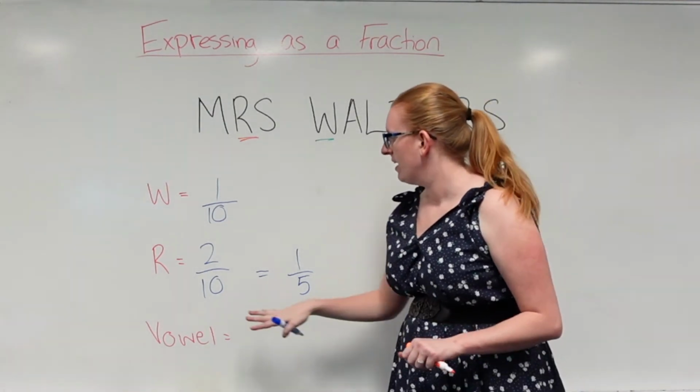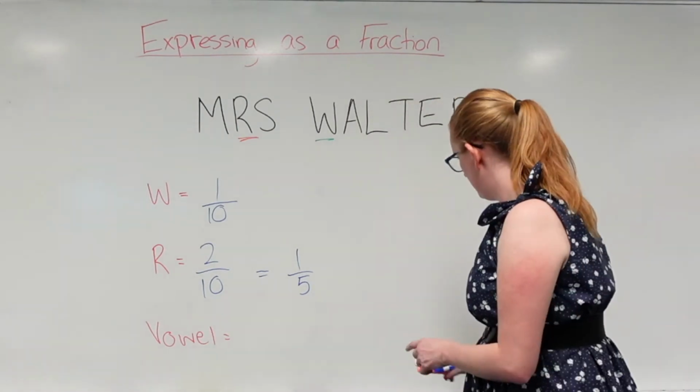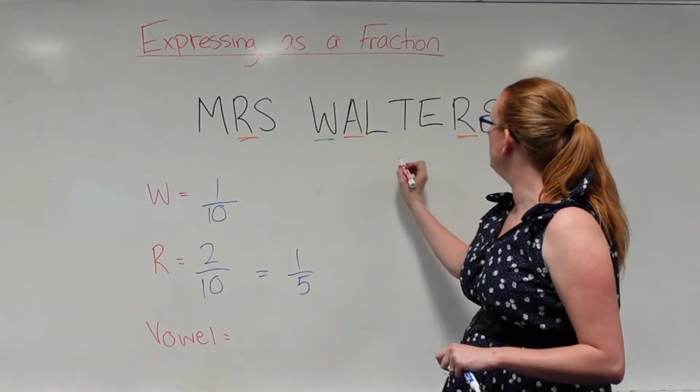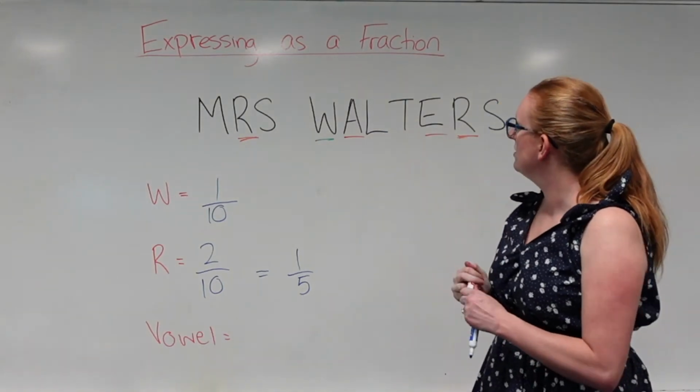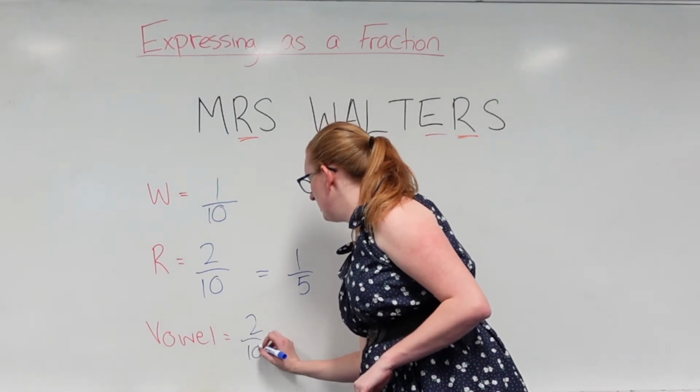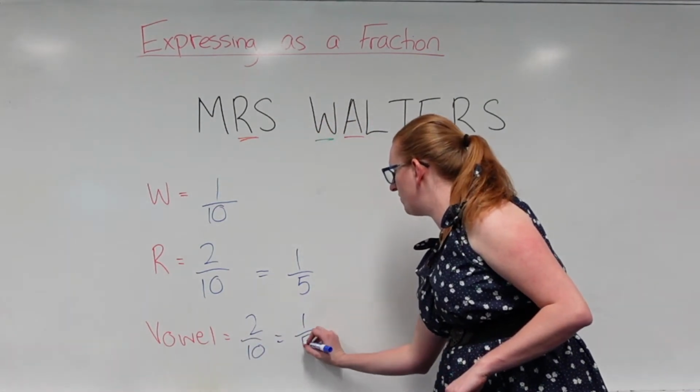All right, what about vowels? So vowel is this one and this one. So 2. So same, 2 over 10, also known as 1 in 5.